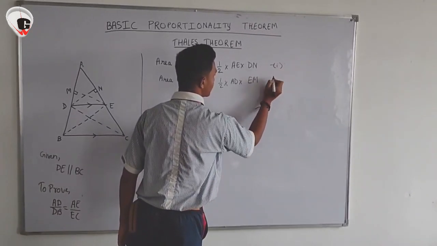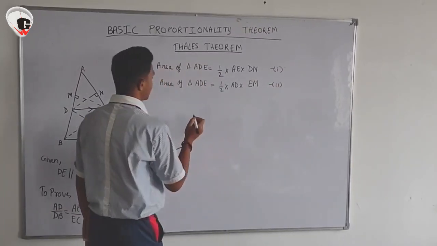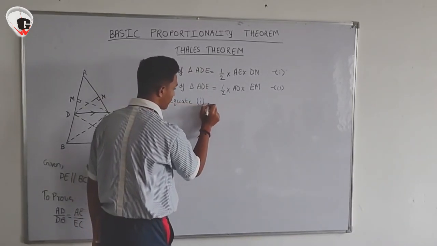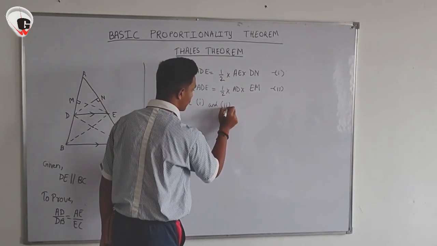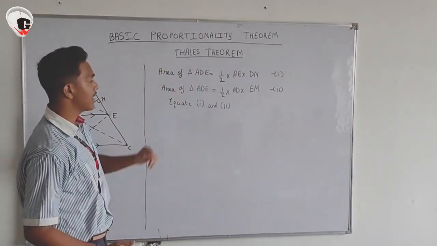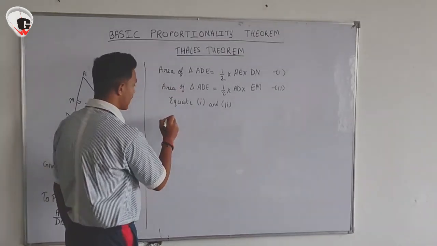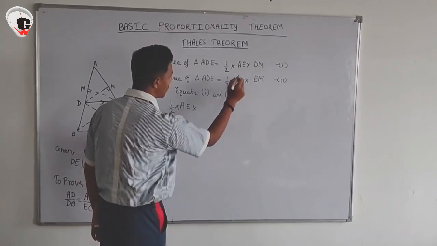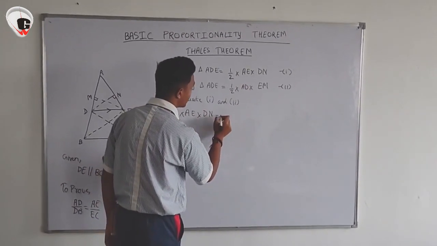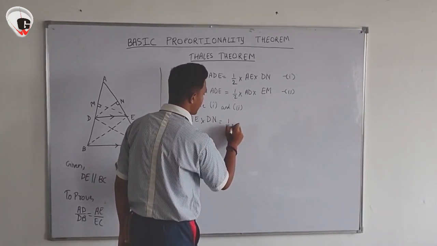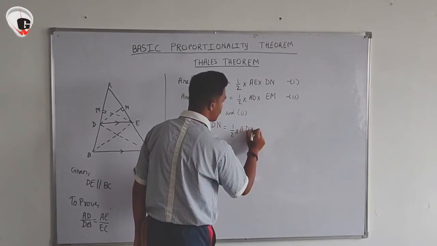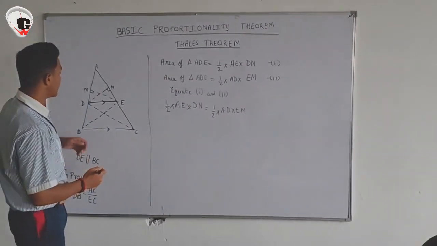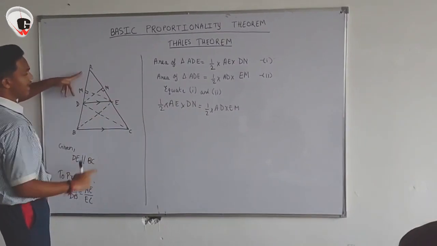This is equation 1 and this is equation 2. So let us equate 1 and 2. Why? Because both the LHS are the same. So we are equating the RHS. So we get half into AE into DN is equal to half into AD into EM. Using these sets of equations, we can find a relation between the side AD and AE.